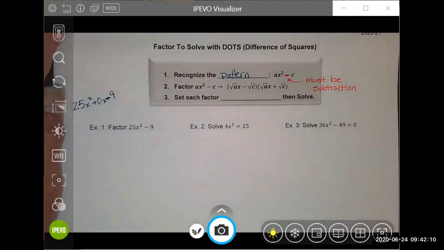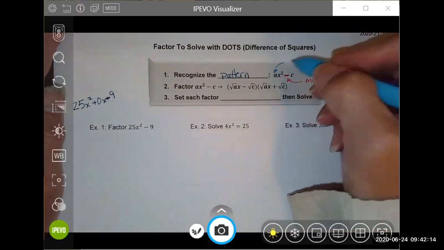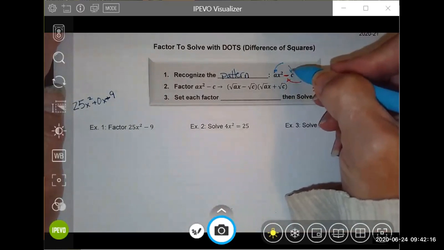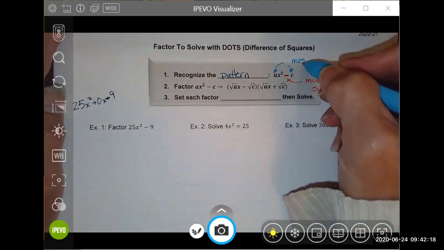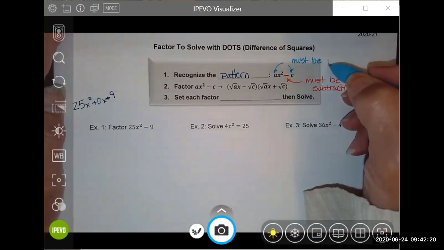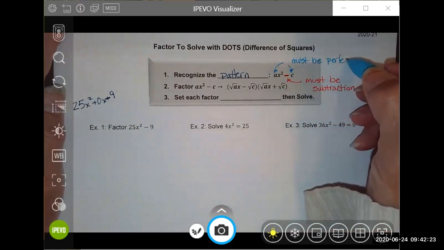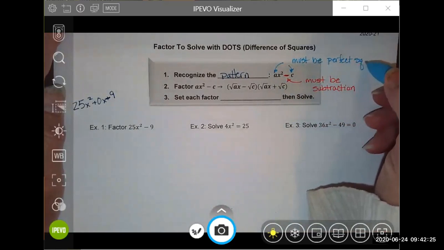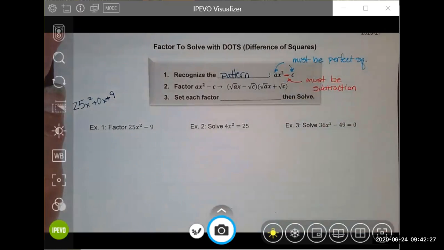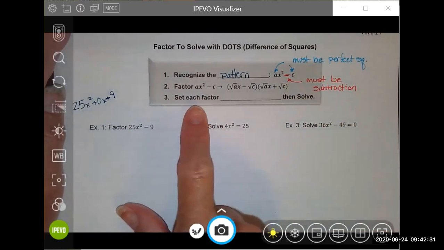And the other thing to note is that these two, A and C, must be perfect squares. Okay, so if those two things exist, then we can use a pattern to solve this.